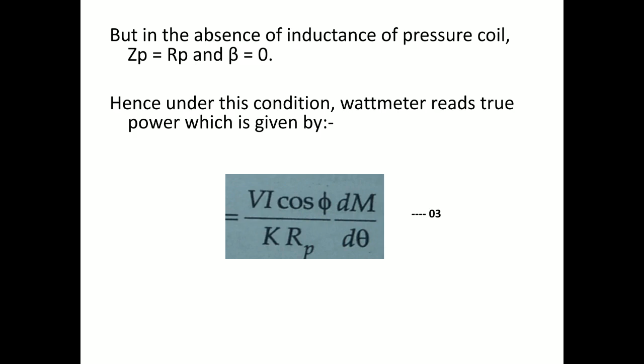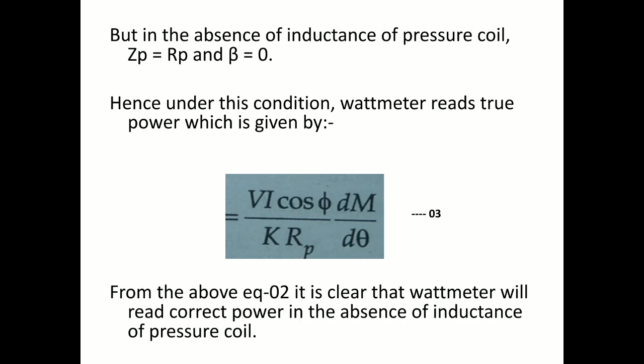So equation number 3 indicates that if my pressure coil is free from inductance, then in that case the reading we get from the wattmeter indicates the true value of power. So this equation number 3 indicates the true value of power which is consumed by that particular load, which is not affected by the inductance of the pressure coil.